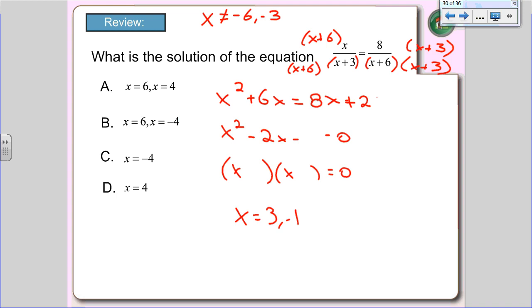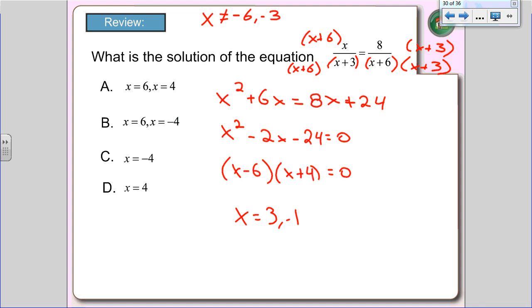6 to 4? Negative 6. So your solutions are 6 and negative. Any question? I screwed up again. Just a second. Okay, Sierra, go ahead.